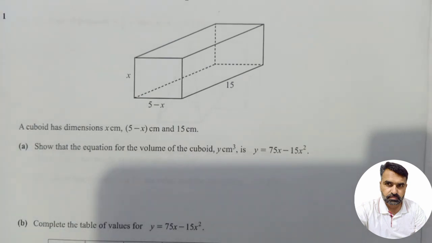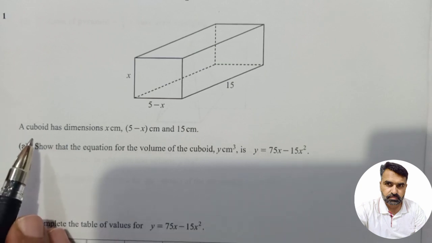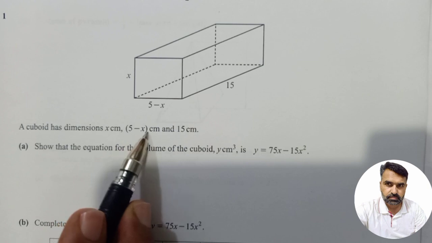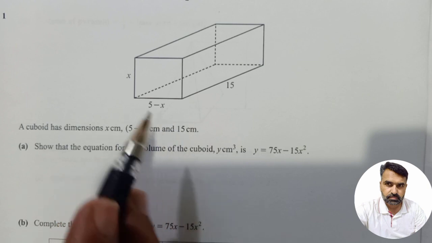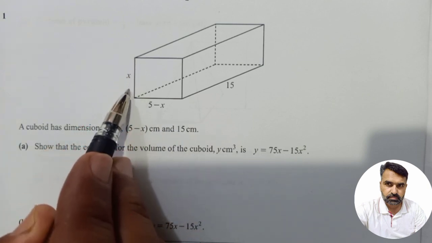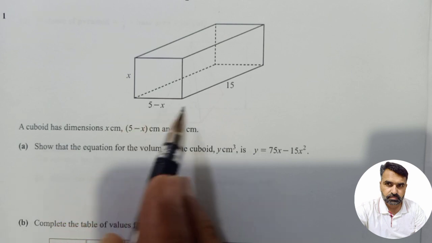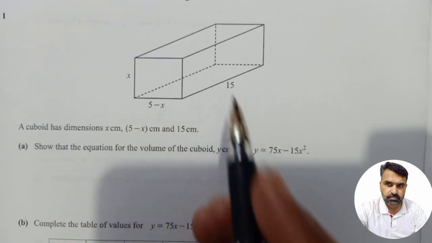Students, question number 1 of Cambridge Mathematics, syllabus D, past paper 2023 May June. Question number 1: a cuboid has dimensions x centimeter, 5 minus x, and 15 centimeter. Height is x centimeter, base is 5 minus x, whereas length is 15.